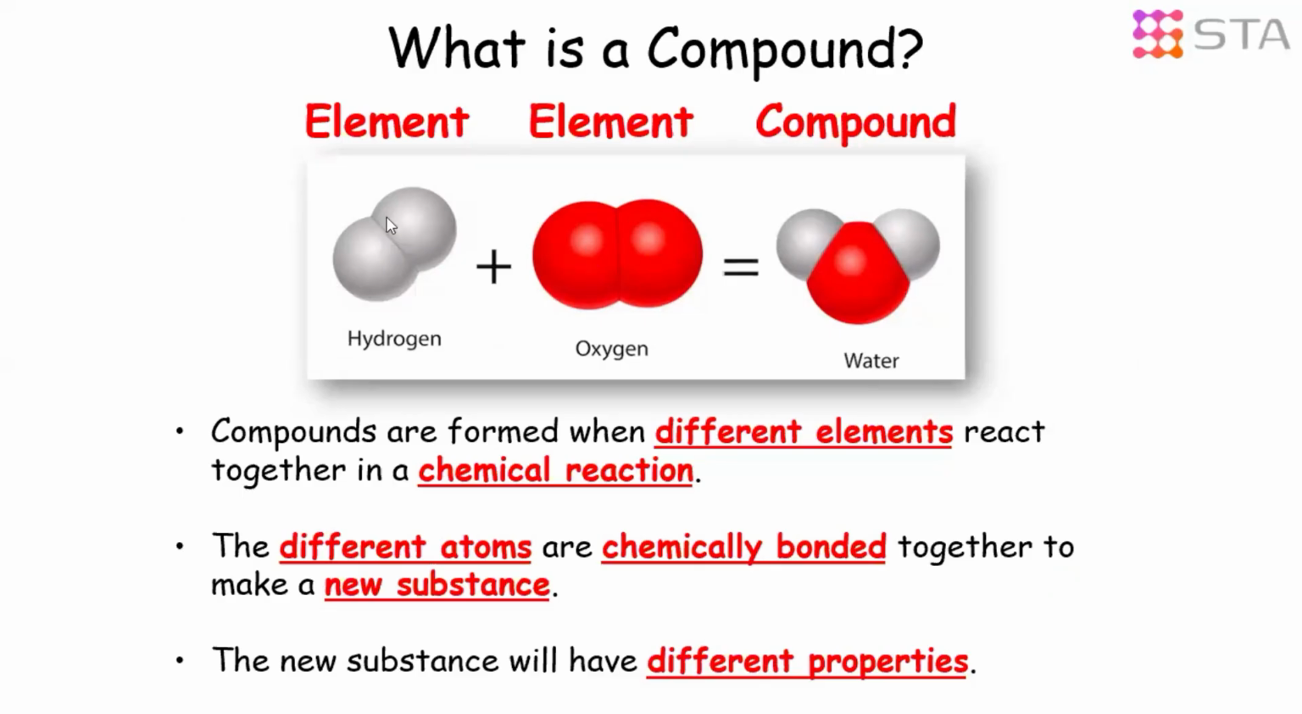When these react, so remember when elements react, they undergo chemical reactions and we have now made a new substance. And this molecule now is made up of different types of atom bonded together. So water now is a compound. And this is how we make lots and lots of different materials on our planet. Now, the other thing is that the elements will have often very different properties to the compounds that are produced.